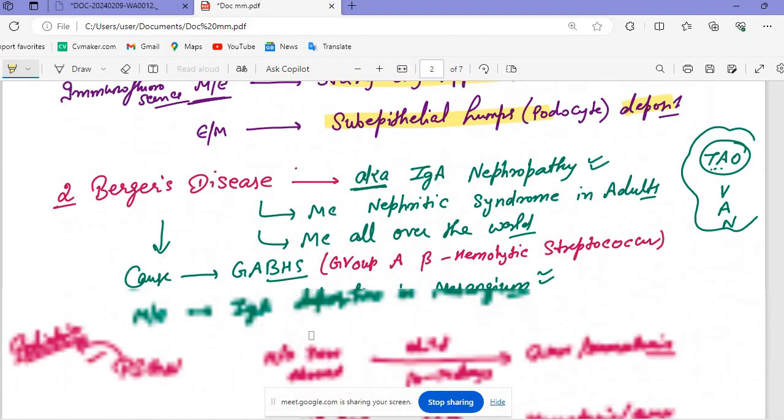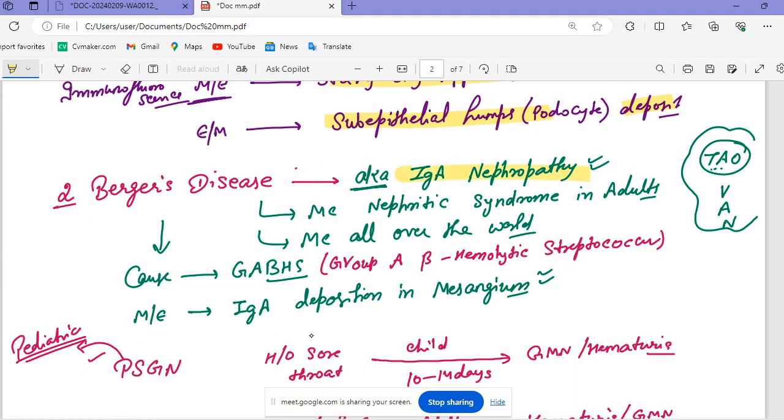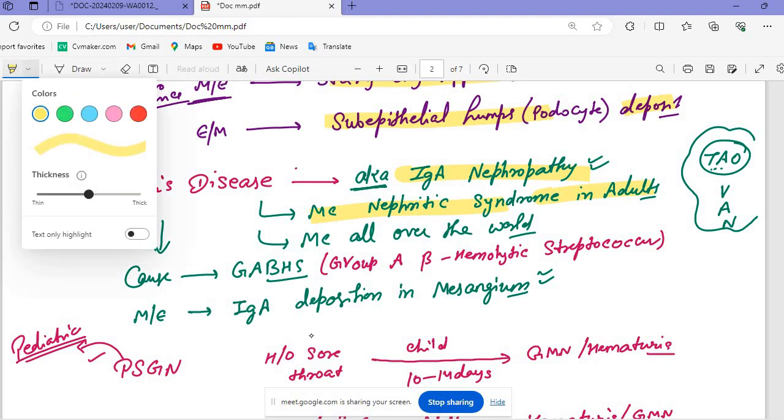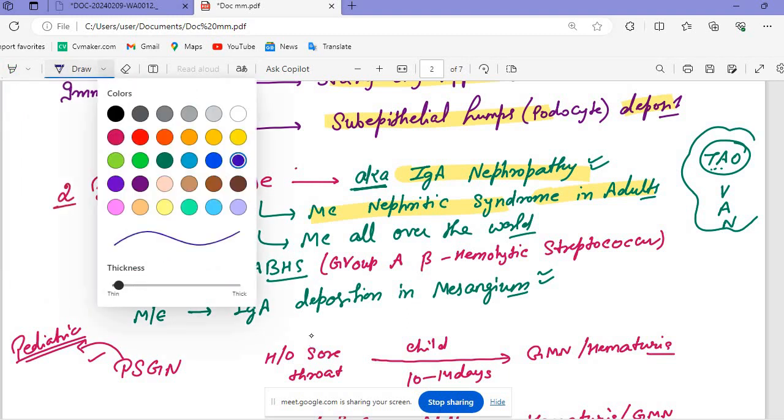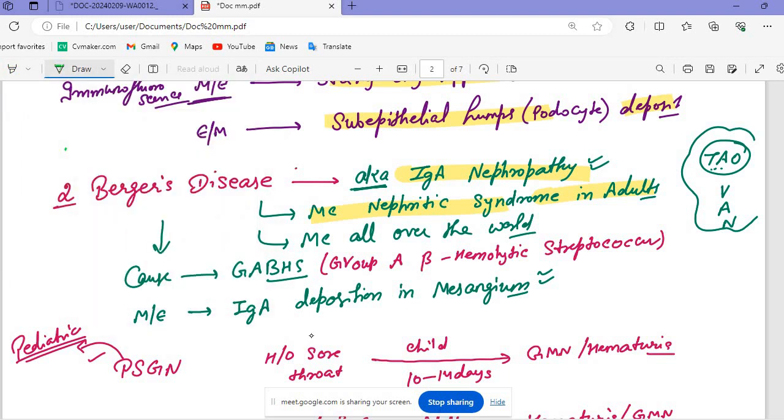Next one, Berger disease, also known as IgA nephropathy. It is the most common nephritic syndrome in adults. B for big: big means adult, so it is the most common nephritic syndrome in adults, the big persons. The most common all over the world is Berger's disease.